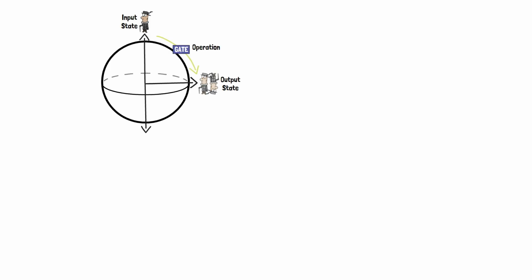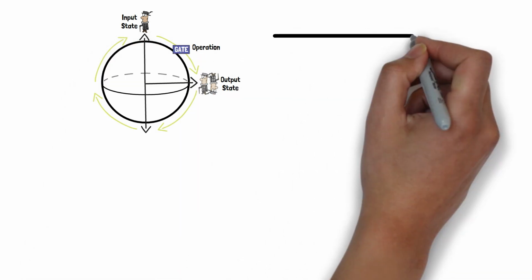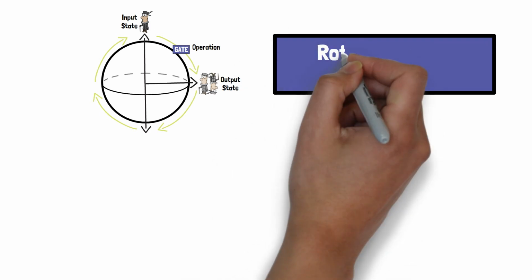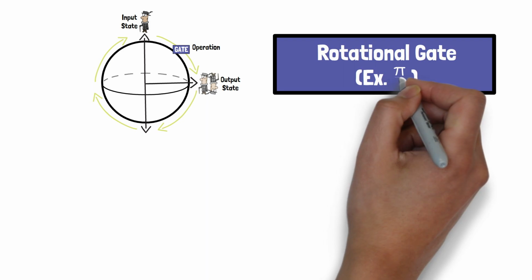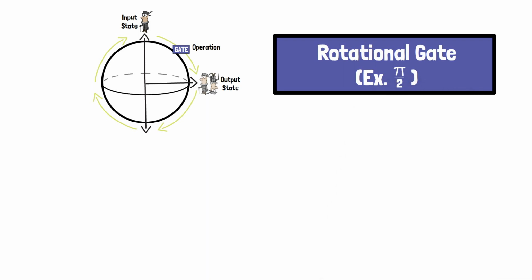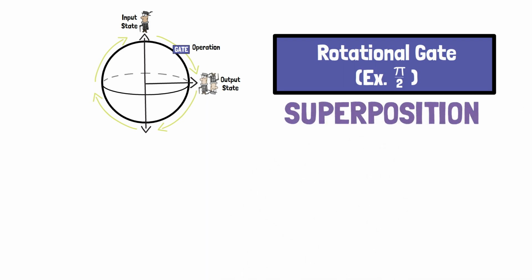First, in the last video, we said that we have a single qubit that is represented by the Bloch sphere. And we can change the state of this qubit by rotating it in any direction we like, using rotational gates, such as a 90-degree rotation. These rotational gates allow us to operate on single qubits and put them into superposition states.